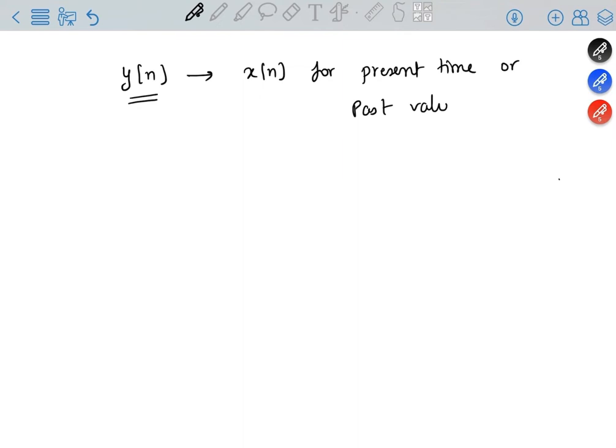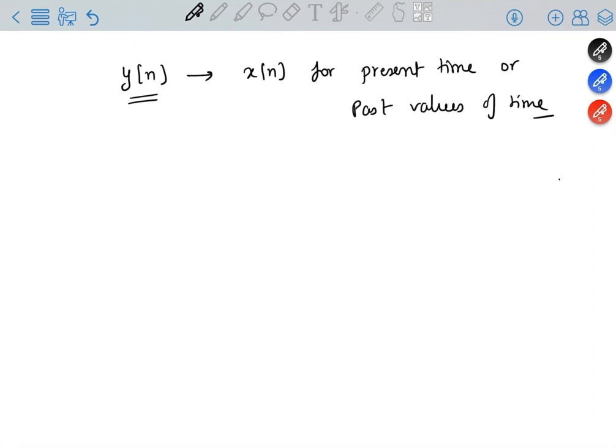So the output of a causal system will depend only on the values of x[n] for present time or past values of time. So they are not dependent on the future values.